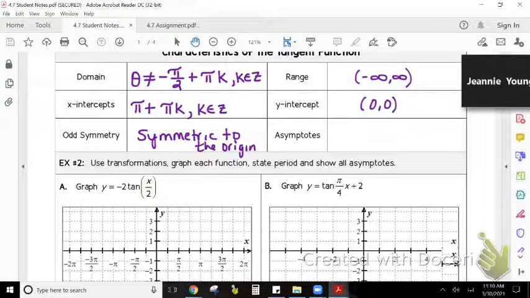Yeah, they're the places where the domain can't be, right? Now, because it is a vertical asymptote, remember we're going to write it as an equation, and they're always x equals. And then it's just whatever your domain was. So I look up here, and we said our domain was negative pi over 2 plus pi k.